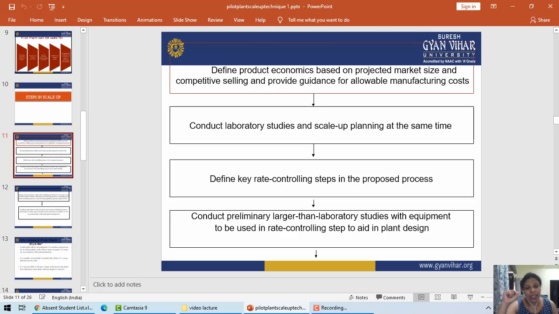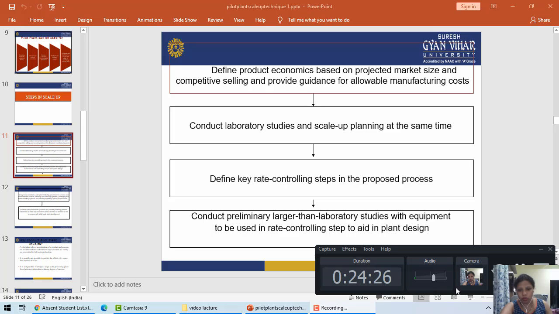Next is to conduct preliminary laboratory studies with the equipment to be used in the rate controlling step to aid in plant design. So preliminary laboratory studies you have to do. For example, in case of solid dose form, you can do the assay of the drug, you can do pre-formulation studies, to conduct the preliminary test. Okay, so you can use this process also.